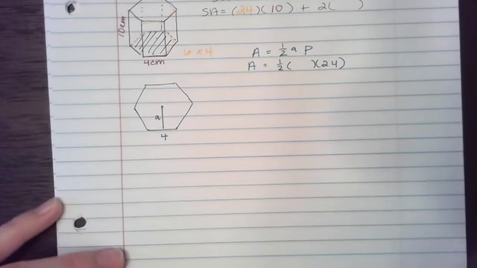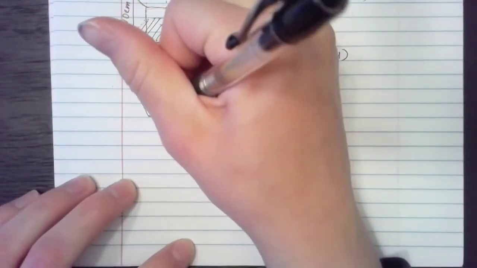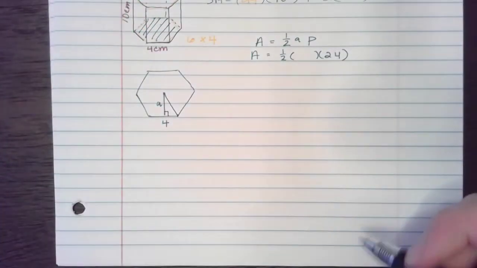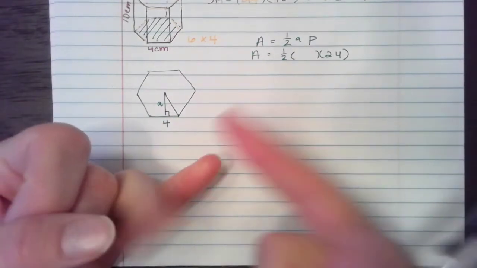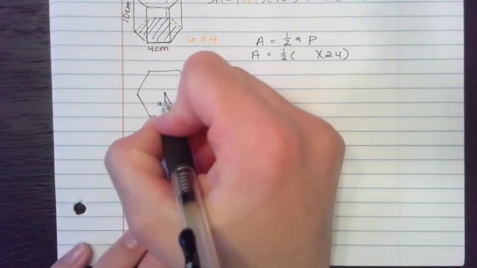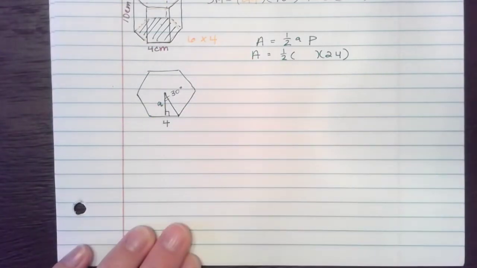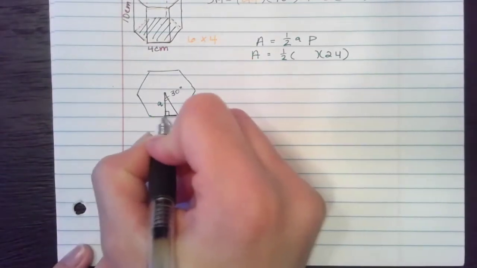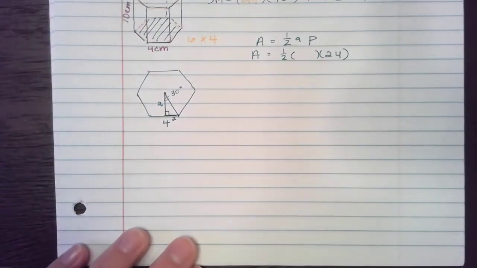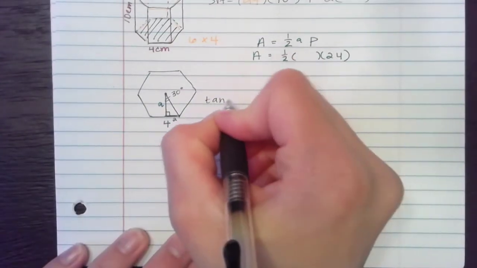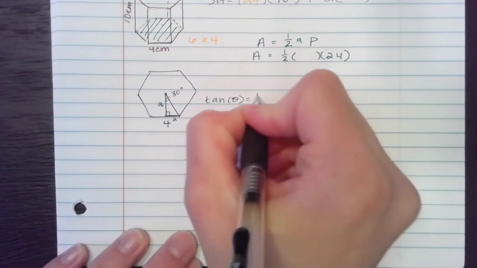Well, this should look familiar, because we need to set up some right triangles. We're going to either set up a 30-60-90 special right triangle, or trig. I'm going to use trig. This is 30 degrees. I'm given my opposite, so that's 2 right there, and I'm looking for my adjacent. So I'm going to use tangent equals opposite over adjacent.